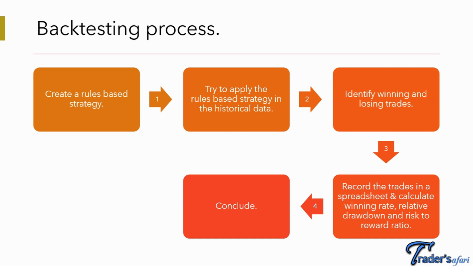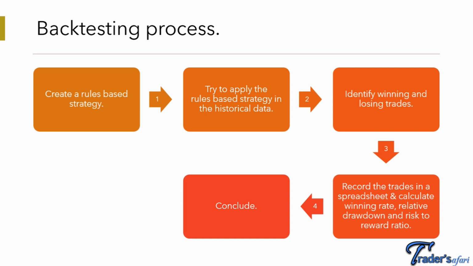Identify winning and losing strategies. When you're backtesting, you should record both. You should not only record winning trades and leave out losing trades. This is very wrong. You should record both of them, because we will need to know the relative drawdown of the strategy. We will need to know the winning rate of the strategy. So it's very necessary that you record both of them.